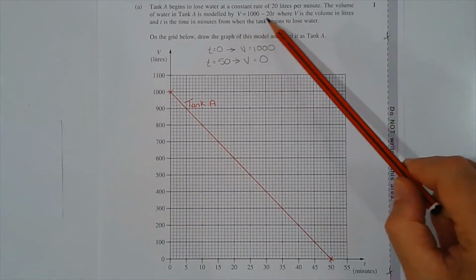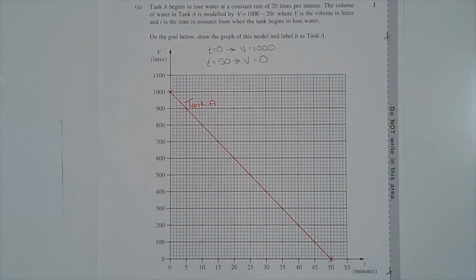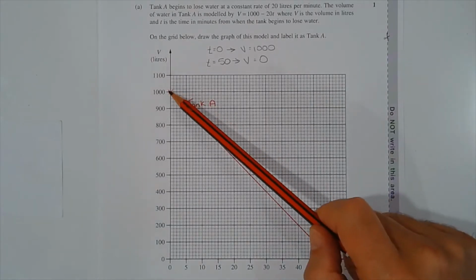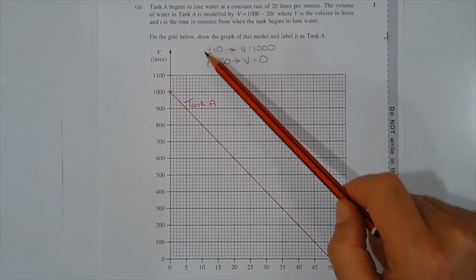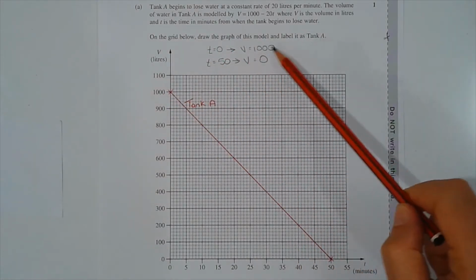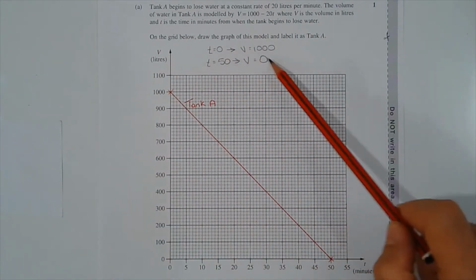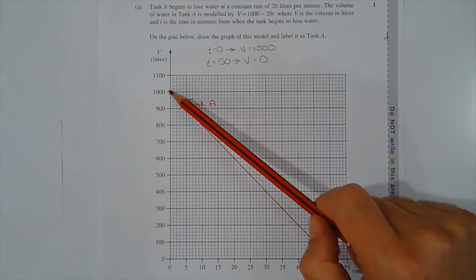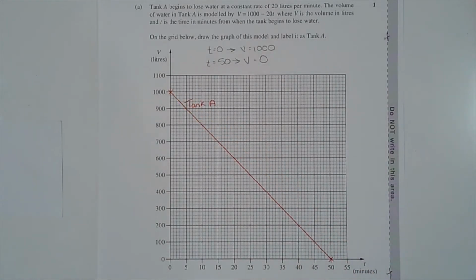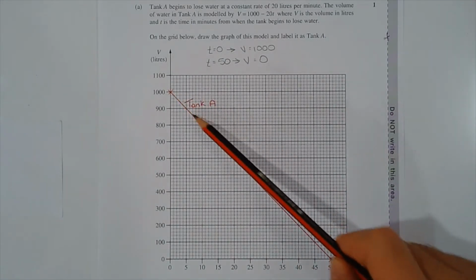V equals 1000 minus 20t is a linear model and its graph will be a straight line. To draw a straight line, we need a minimum of 2 points to locate it. It was easy enough to find the y-intercept and the x-intercept: letting t equal 0 gives the y-intercept, v equals 1000, and for the x-intercept, t equals 50 when v equals 0. Just joining the 2 points, we have the line that represents the graph for Tank A.